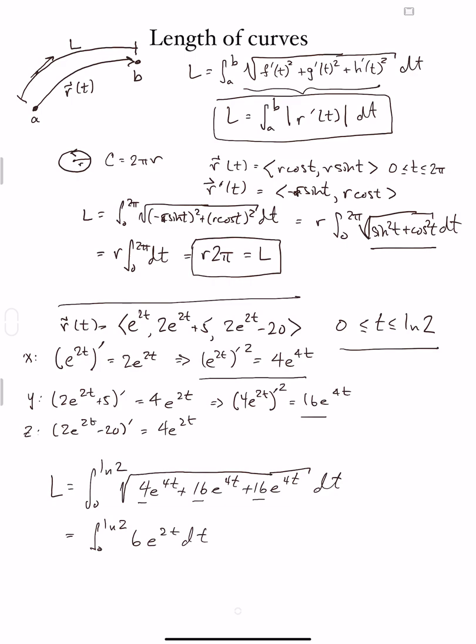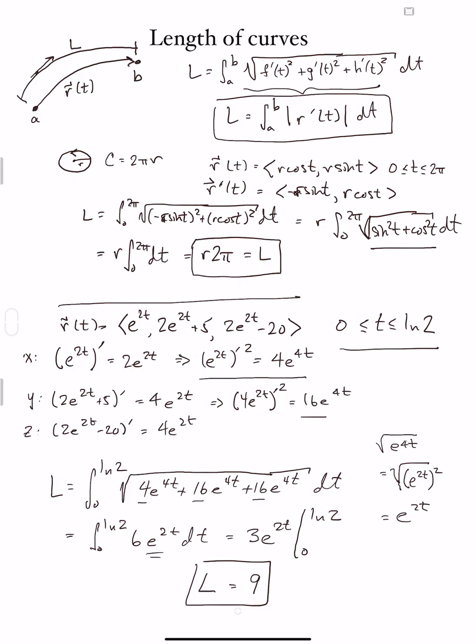Let me just do this on the side here. If I take the square root of e to the 4t, that equals the square root of e to the 2t squared, which, by the rules of exponents, is e to the 2t. And that's where I got this value. So then we do that integral and find that it is 3e to the 2t evaluated from 0 to the natural log of 2, and we find that the value is 9. So the length of this curve, r, is given by that value there, 9. So that's an introduction to the length of curves.